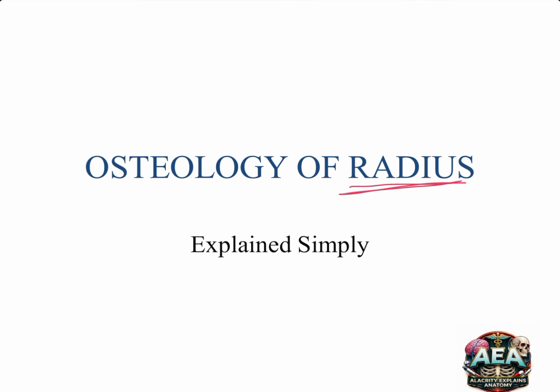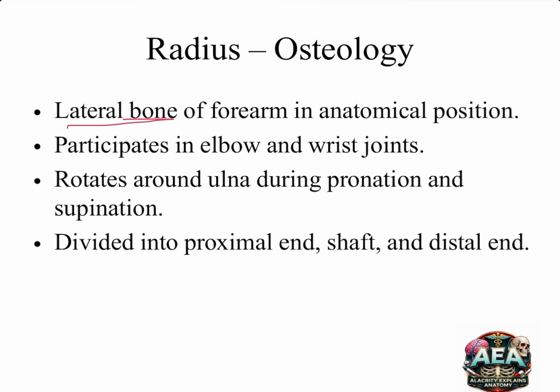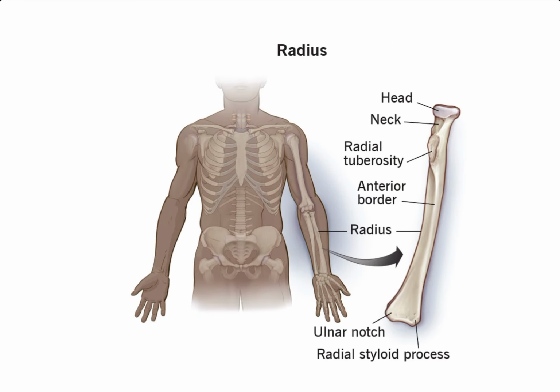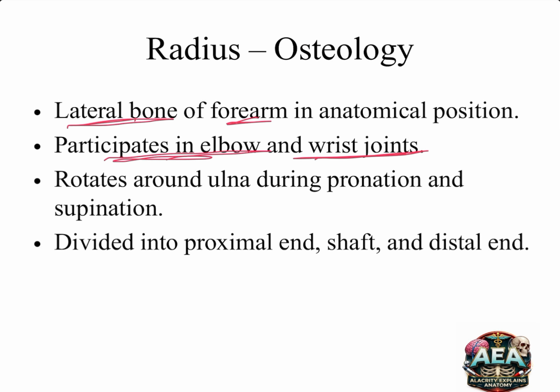We're looking at the osteology of the radius, and the radius is the lateral bone of the forearm in anatomical position. When one is standing in anatomical position, the radius is the lateral bone of the forearm, and it participates in the elbow and wrist joints, helping in the formation of these two joints. If you zoom out on the forearm, you see that this bone, the lateral bone of the forearm, is what we are referring to as the radius.